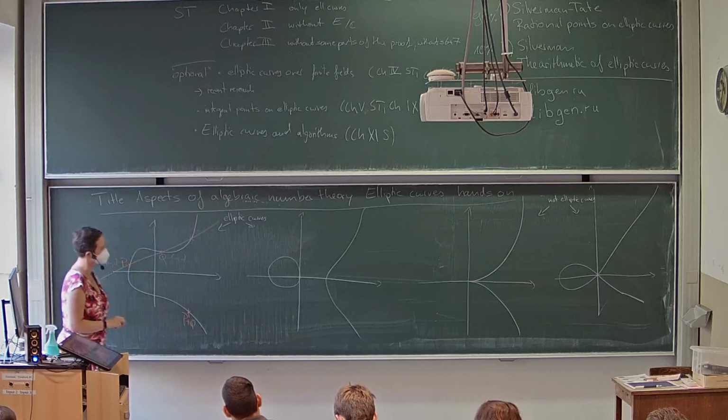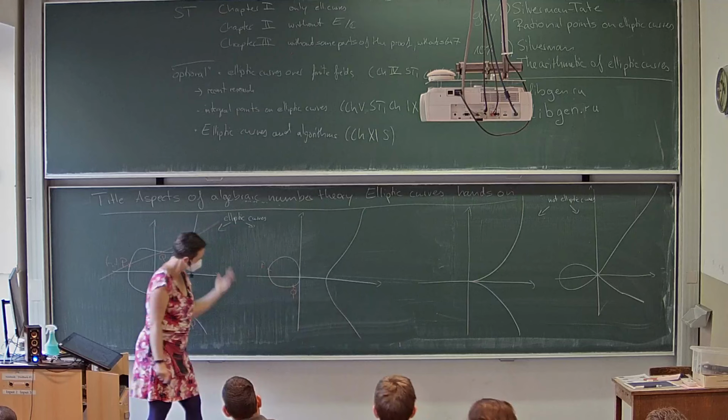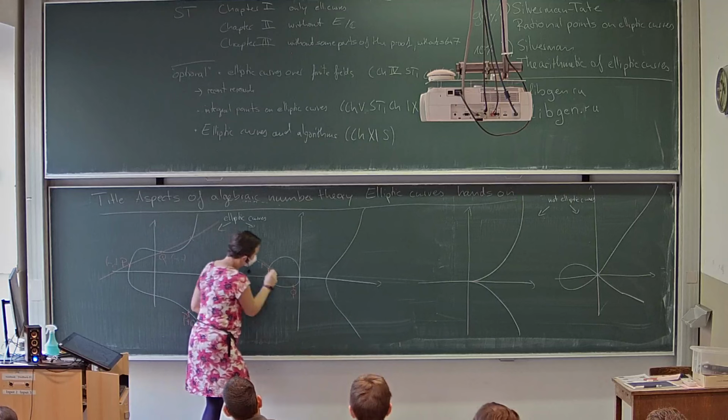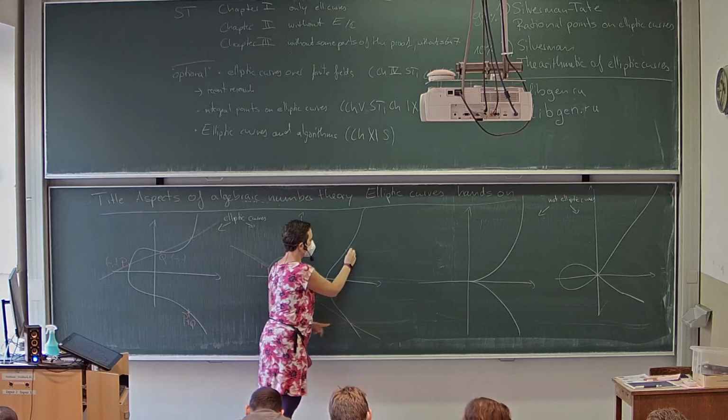We can also do this here. For example, let's take this and this point, P and Q. Draw a line. Get the third intersection point, reflect it here, and this is P plus Q.